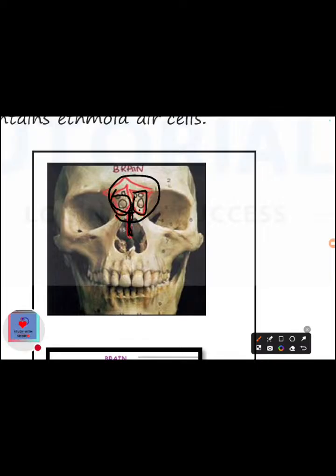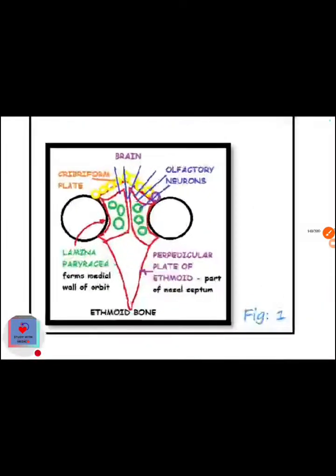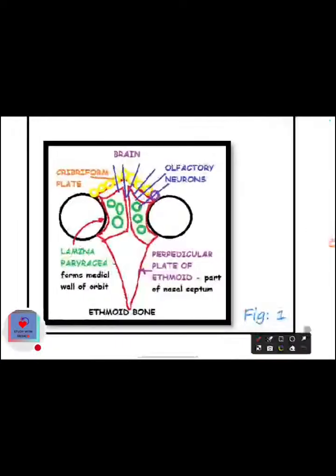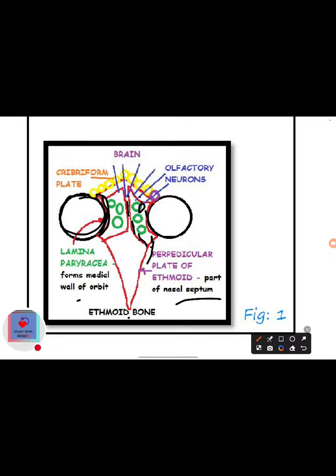And this is the perpendicular plate of the ethmoid forming the nasal septum. See, this is the ethmoid air cell. Okay, this is the lamina papyracea. This is a small thin paper-like bone between the orbit and the nasal cavity. It forms the medial wall of the orbit. This is the perpendicular plate of the nasal septum, and this is the cribriform plate of the ethmoid from where the nerves enter, the olfactory neurons. And this is the ethmoid itself.